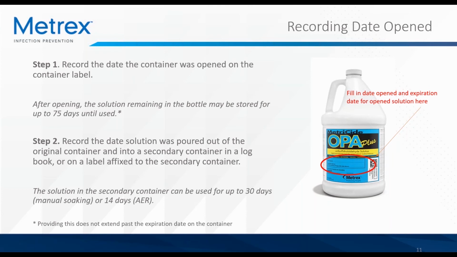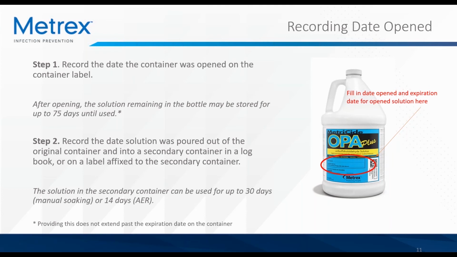Noting this information on the bottle label or on your own log sheet is important if you won't be using the entire gallon at one time. If you'll be pouring out the entire contents of the gallon bottle on the date of opening, this step is not necessary as there will be no solution left in the bottle to monitor for the 75-day expiration.